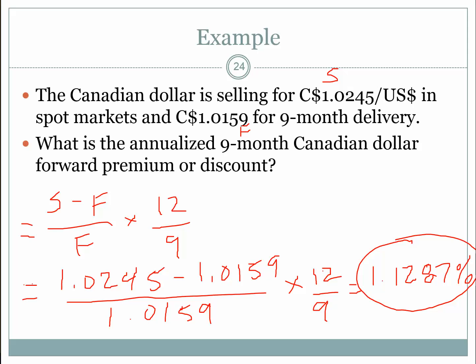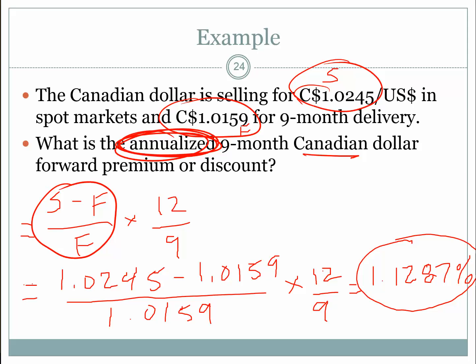And here's just another example of an annualized discount or premium. It's actually one close to the example problem I gave you a couple slides ago. The spot price of the Canadian is 102.45, and the 9-month forward is 101.59. What is the annualized 9-month Canadian dollar forward premium or discount? So since I want to talk about the Canadian dollar, and the Canadian dollar is in the numerator, I'm going to use spot minus forward over forward.